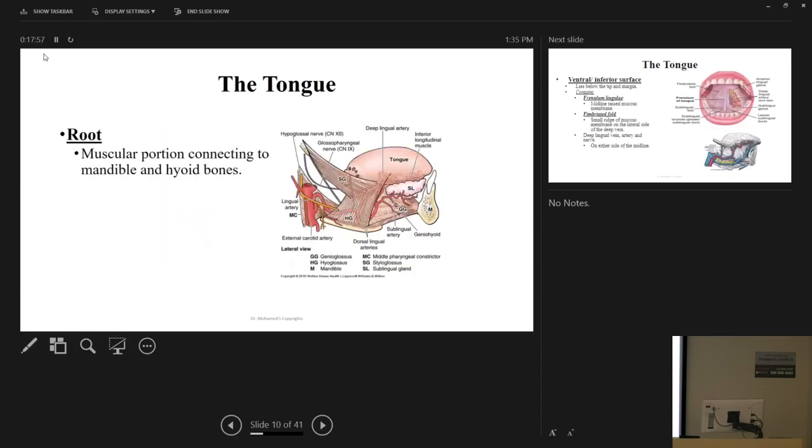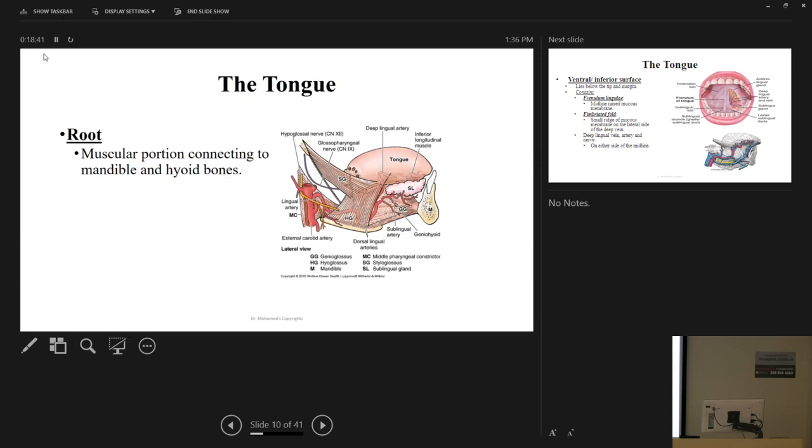So next, what do we have? We have the root. This is the root of the tongue. It's made by this muscular portion connecting the mandible and the hyoid bone, and we understand there are muscles going from the mandible and muscles also originating from the hyoid bone. When it comes to the mandible, I would like to mention one piece of information that's going to be useful. From inside, the mandible has two genial tubercles, a superior genial tubercle and an inferior genial tubercle.